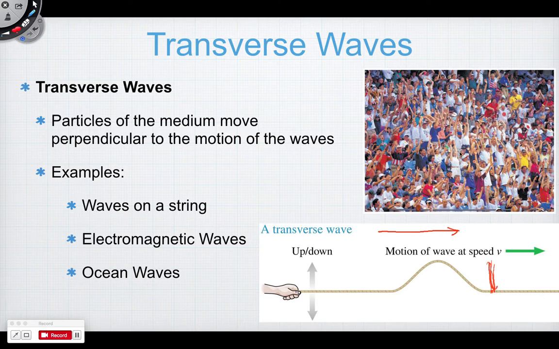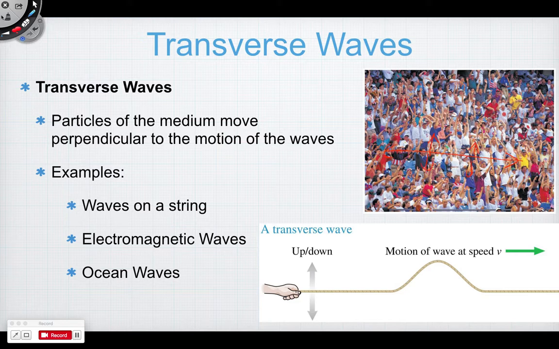Now, I have this picture here for a reason. This is a stadium wave, right? So what does this man do? When the wave comes, he rises straight up and then comes right back down to where he was. This man did not stand up and start running all the way around the stadium with that wave. His motion was up and down, even though the wave was moving right or left or whatever. His motion was up and down, perpendicular to the motion of the wave, okay?